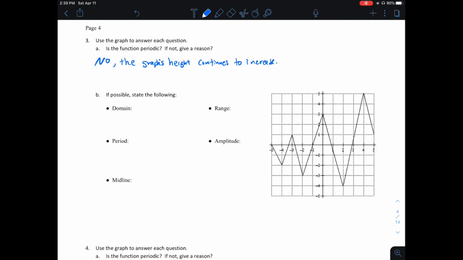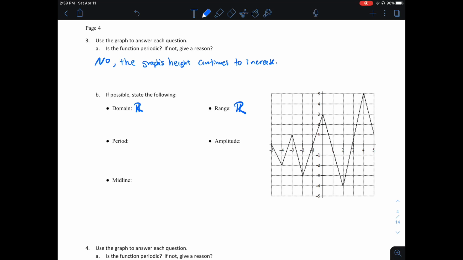If possible, state the following. What's the domain of this? Well, this is going left and right forever, and there are no discontinuities, so this is all real numbers. This range, now it appears as though this range is finite, but if this continues to increase up and down, this range is going to go from -infinity to infinity, so it's also all real numbers.